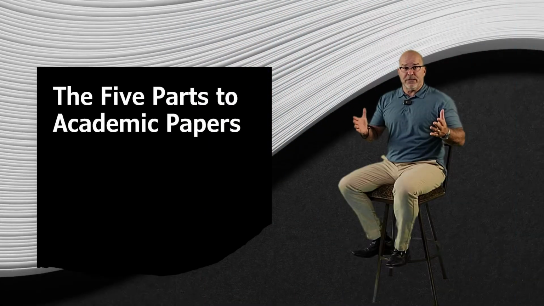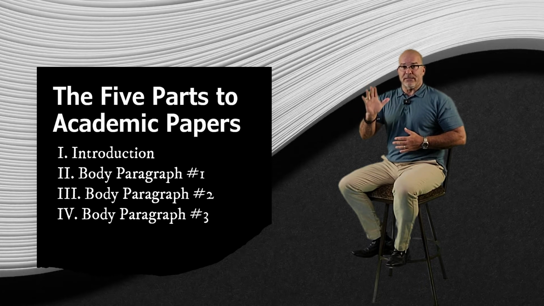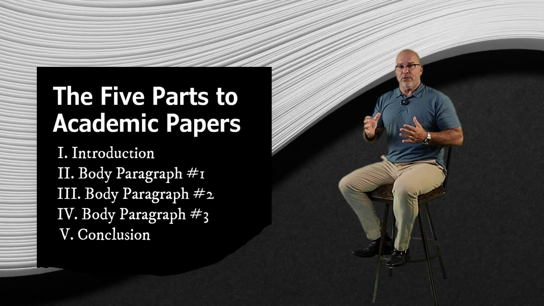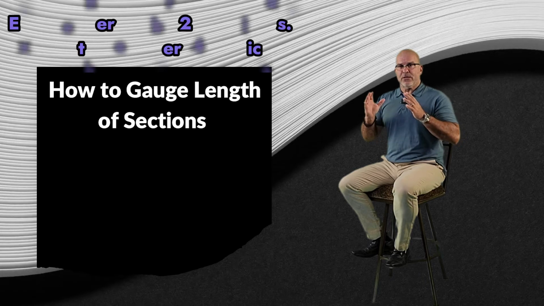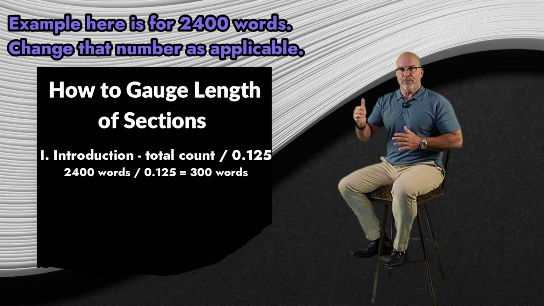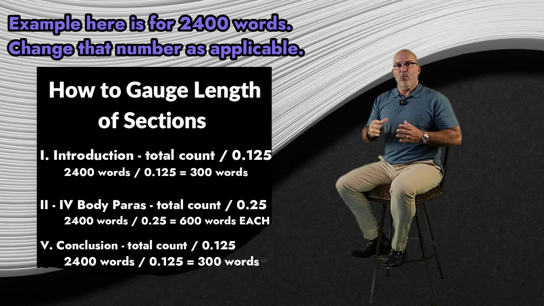For the point of simplicity, most academic papers can be broken into 5 basic sections: the introduction, and then 3 body paragraphs that come from the thesis in the introduction, and the conclusion. The quick way to gauge how much writing you need to do is simply take the word count of the assignment and divide it by 1/8 for how long your introduction should be, 1/4 for each body section, and then 1/8 again for the conclusion. And that will tell you how many words should be in each of those sections.